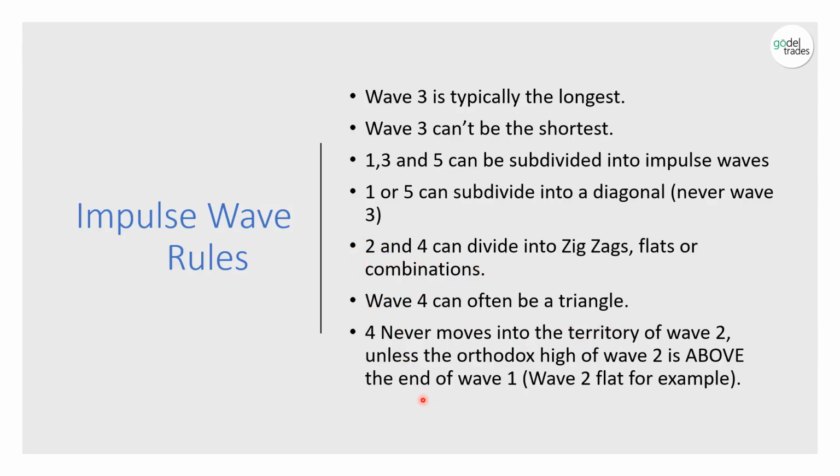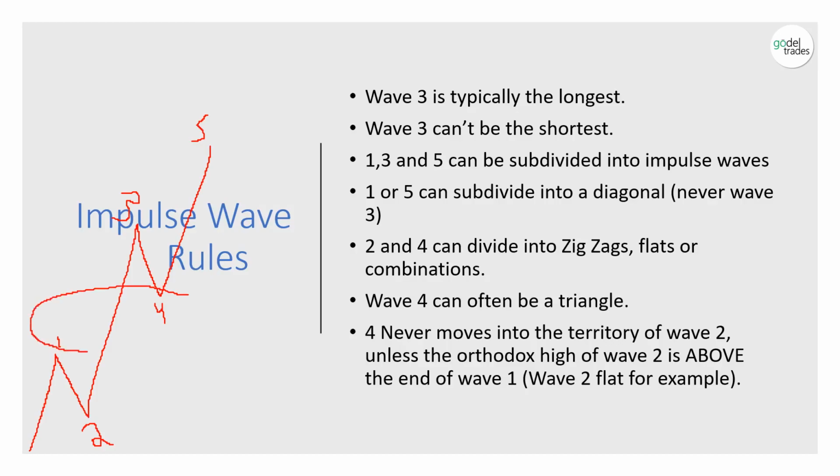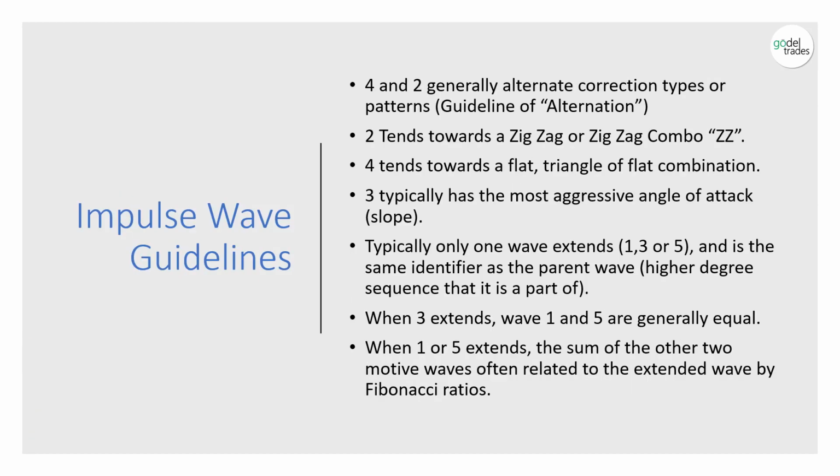Your wave 4 never moves into the territory of wave 2. What I mean by that is this. We're going to talk more about this and exceptions in just a minute. Here's wave 1, here's wave 2, here's 3, 4, and 5. Very clear 5-wave move, and there's no overlap. 4 does not fall into the territory of 2. So if you saw this, that would not be a valid 5-wave mode of impulse.